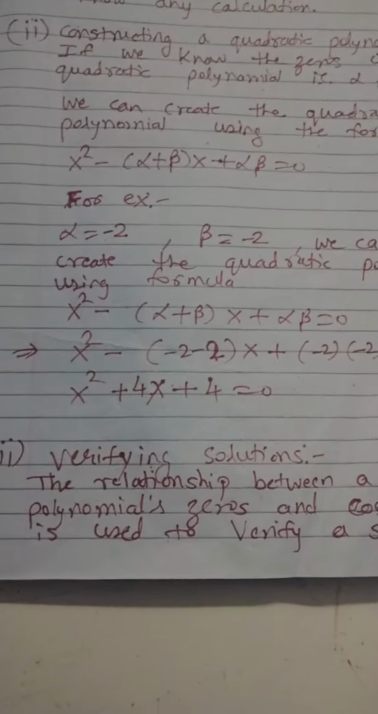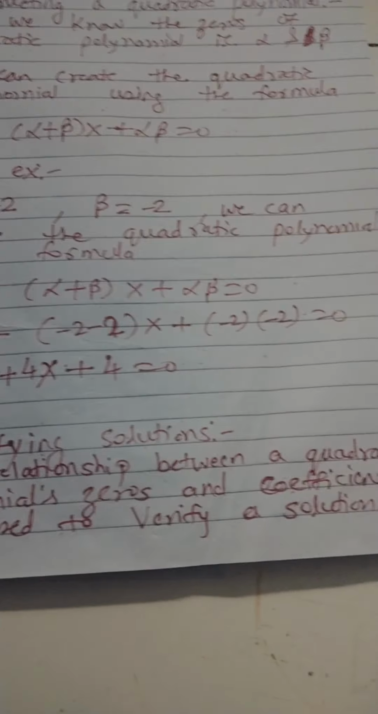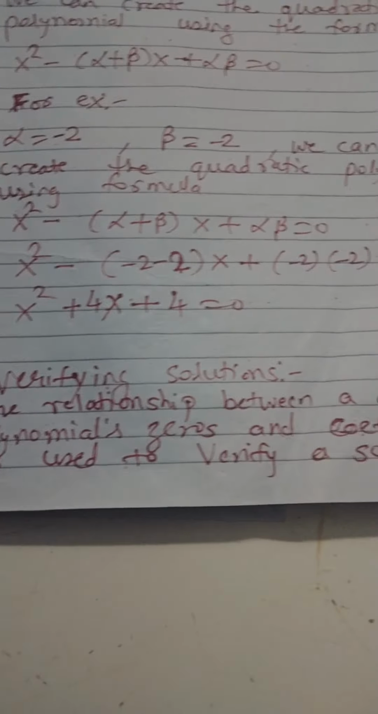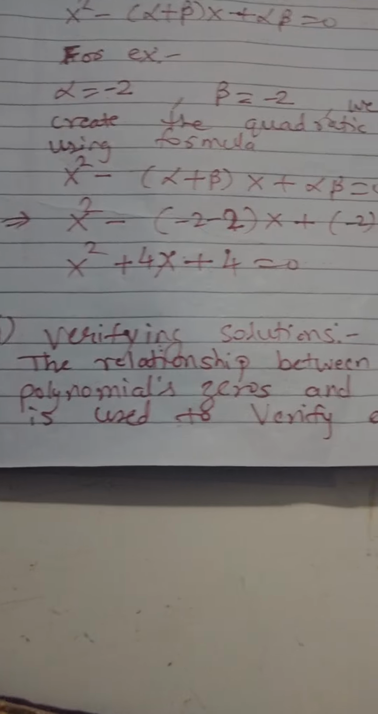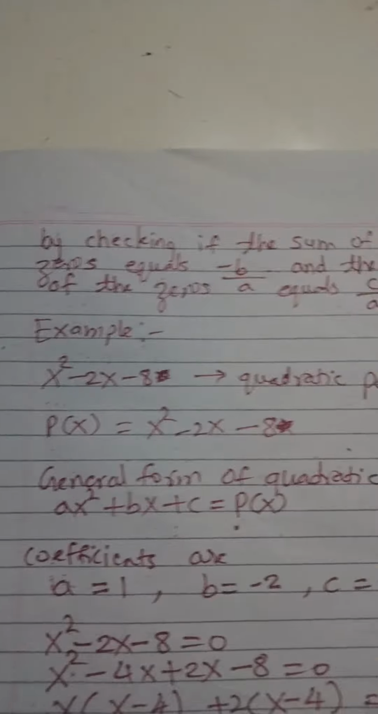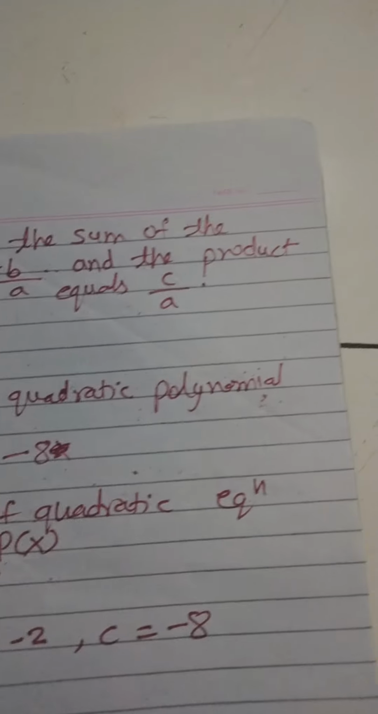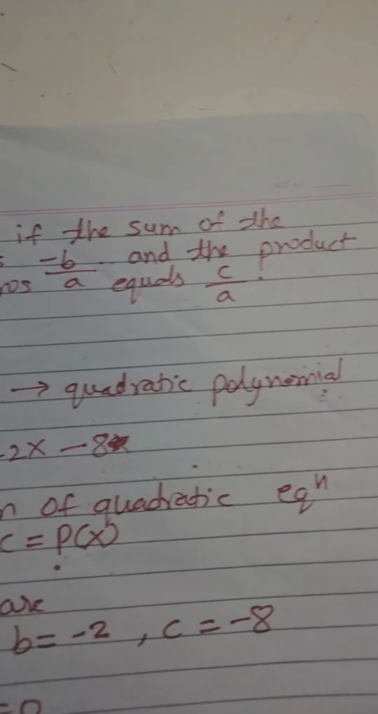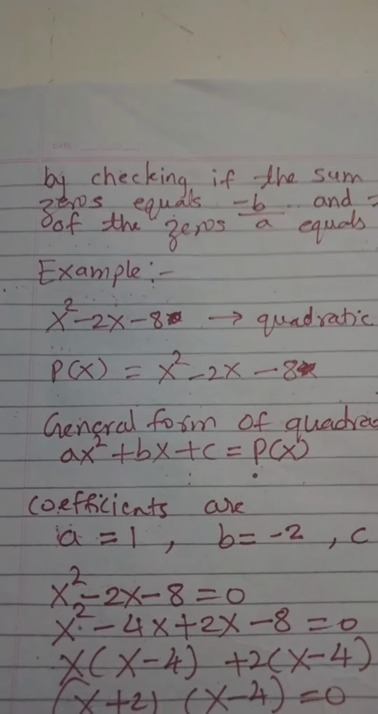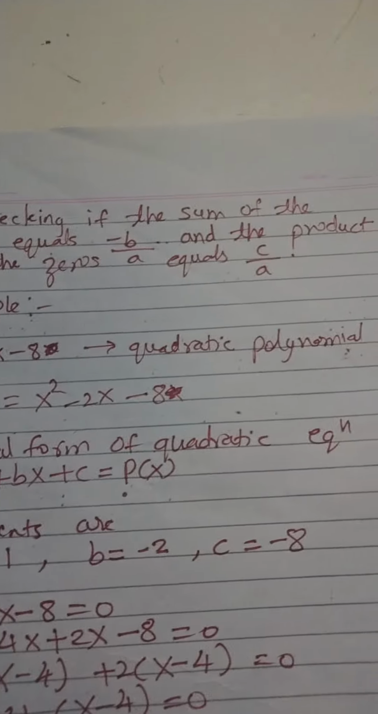Now third use is verifying a solution. The relationship between the zeros of a quadratic polynomial and the coefficients is used to verify a solution by checking if the sum of the zeros is equal to minus b upon a and the product of the zeros is equal to c upon a. For example, x square minus 2x minus 8, which is an example of a quadratic polynomial.